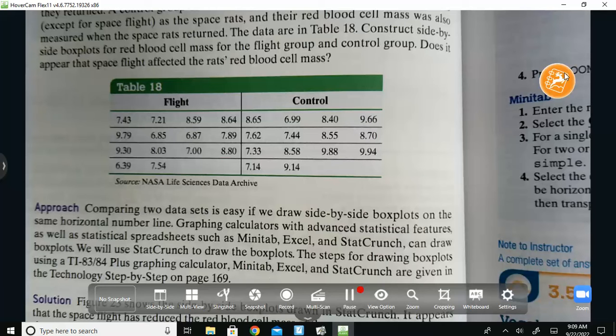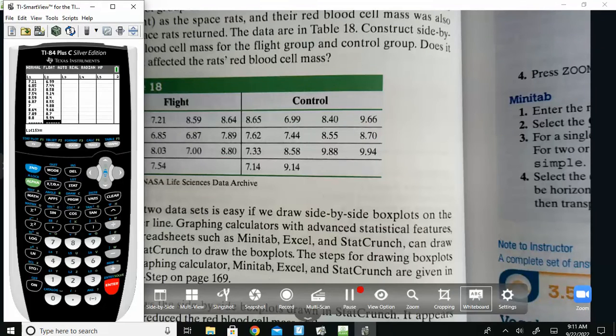So if I have two different groups of data, what should I do first? Put the flight in L1, the control in L2. So if we go to second, stat plot. Okay, so I'm going to go into my plot number 1. I want to turn it on. And then I have a lot of different types. Okay, there are 2 of them that look like box plots. I think on your calculators it does 2 rows of them, is that right? So we have to decide which of the 2 we want.